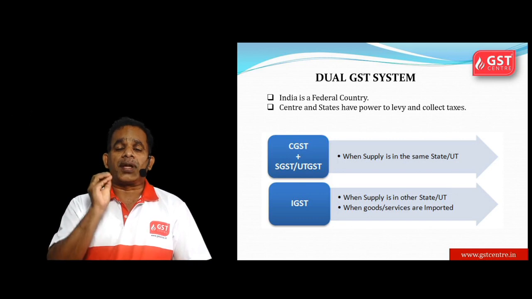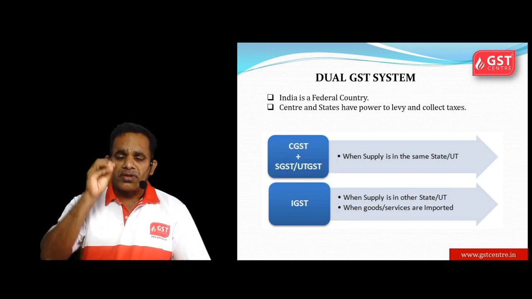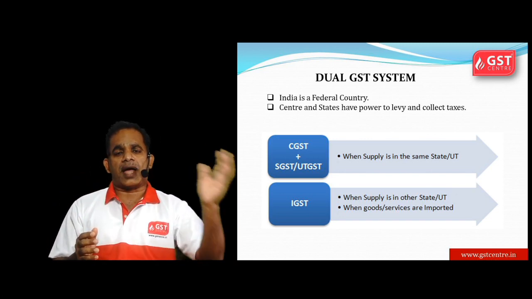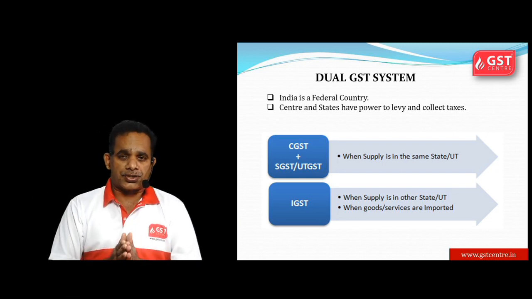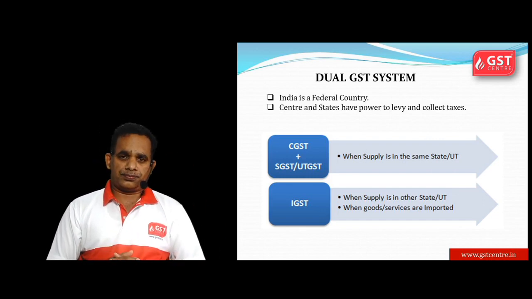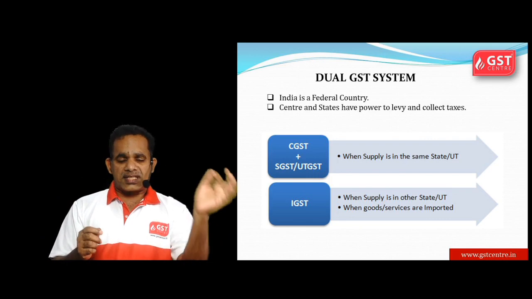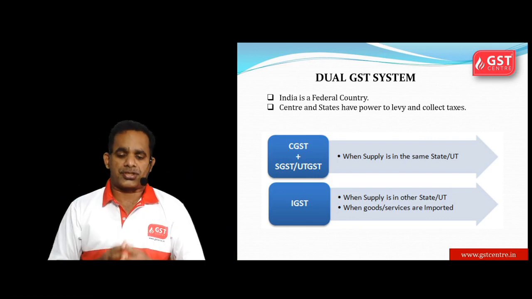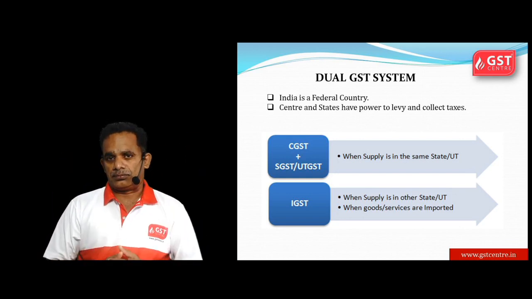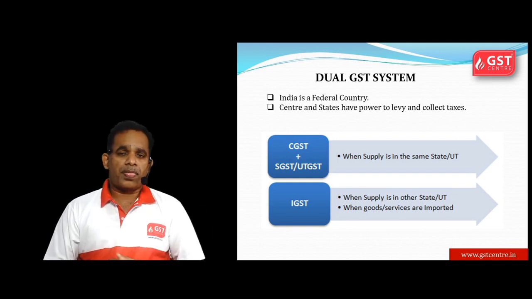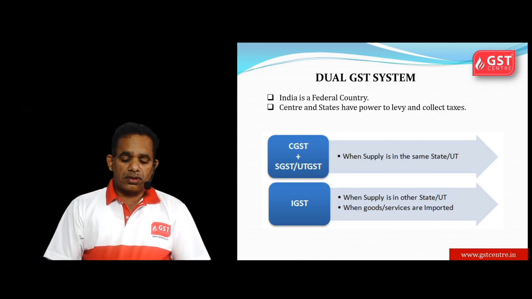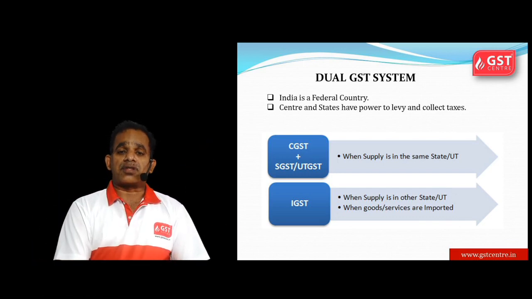For any supply of goods and service within the state, suppose it is in Maharashtra, supply is happening from Mumbai to Pune. Both places are in Maharashtra. So, CGST plus SGST will be charged. If the GST rate is 12%, 6% CGST and 6% SGST will be charged. Suppose the supply was done from Mumbai to Delhi, that is called interstate supply, and Integrated Goods and Service Tax, that is IGST, will be charged. Okay, so that is three different types of taxes.